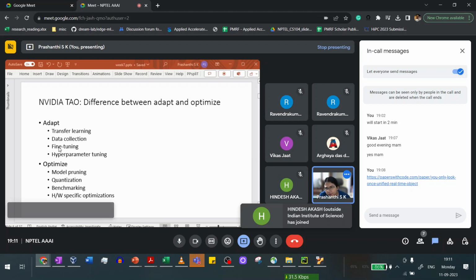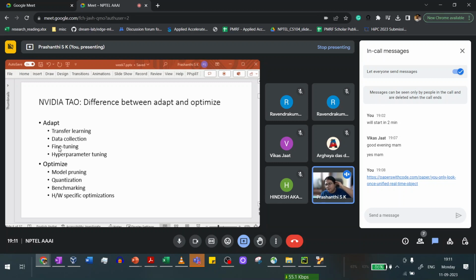So this is broadly the difference between adapt and optimize. But overall, this is just terminology. Broadly what you need to keep in mind is the transfer learning workflow together.